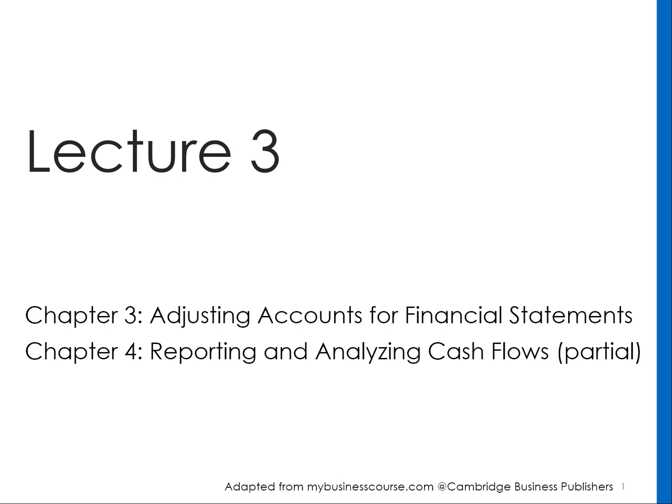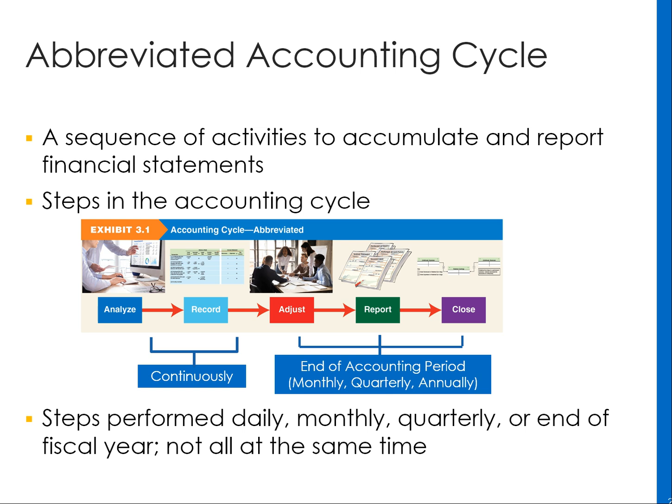Lecture 3. In this lecture, we're going to talk about how to adjust accounts for financial statements. Then we're going to talk a little bit about the cash flow statement. In the previous lecture, we talked about how to analyze and record financial transactions. Then, in order to complete the whole accounting cycle, we're going to do the rest of the things, including adjusting, reporting, and then closing. And these things are done by the end of the accounting period.